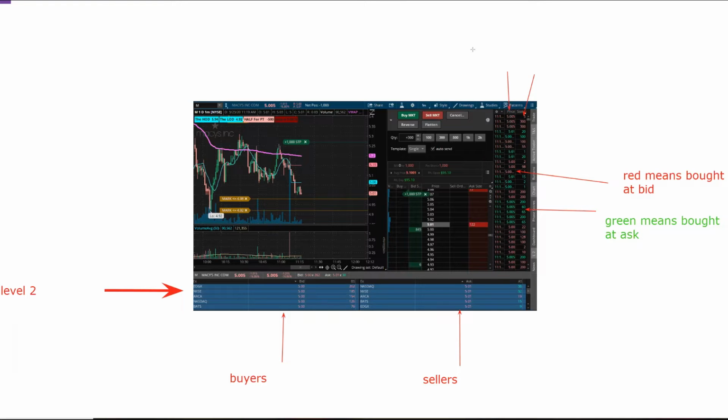Looking at the top of the columns for the time and sales, we can see we have date, price, and size. This is important so we can see how much is being bought at a certain price. As we can see, we have a large amount of buyers at this $5. Whole numbers tend to be a nice support level or resistance level for a stock. This $5 is going to act as support, as we can see the large buying.